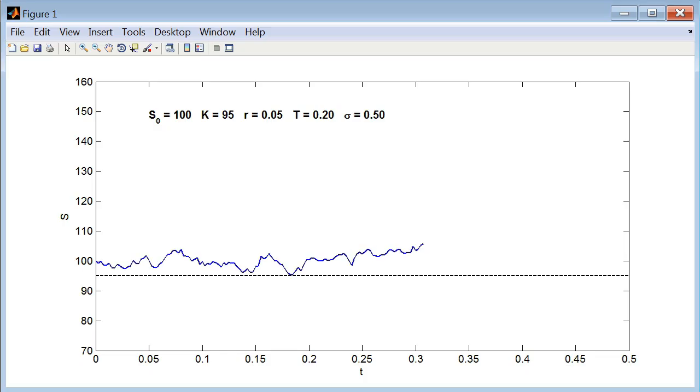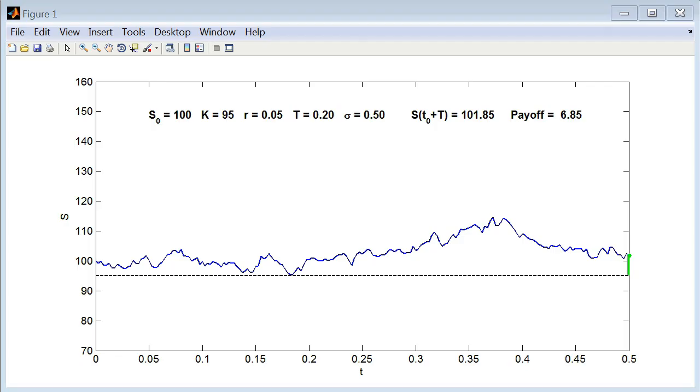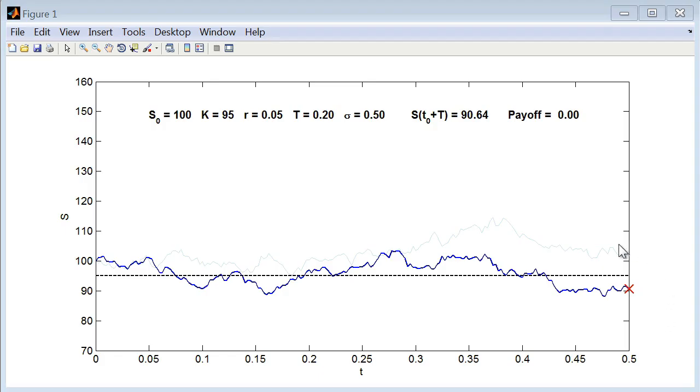In this first scenario, the underlying asset at expiry has a price of 101.85. Since the strike price is 95, the payoff will be the difference between 101.85 and 95, that is 6.85. This quantity is highlighted in green. However, this is a simulation, so we could have a different scenario. And here, the underlying has ended up with a price at maturity of 90.64. That's below the strike price of 95. So here, since it's an option, we wouldn't exercise the right and the payoff is 0.